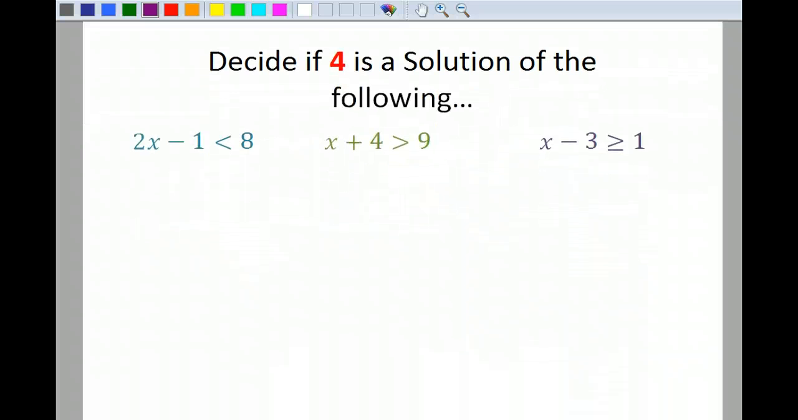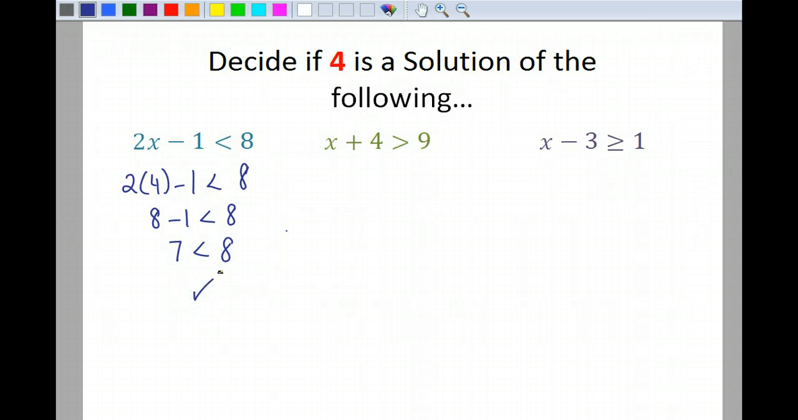So now I want you to decide if 4 is a solution of the following. For this one we have 2x minus 1 is less than 8. So everywhere I have x, I'm going to plug in 4. So now I have 2 times 4 minus 1, and I want to see if that's less than 8. 2 times 4 is 8, minus 1 is 7. Is 7 less than 8? Yes, so that's a solution.